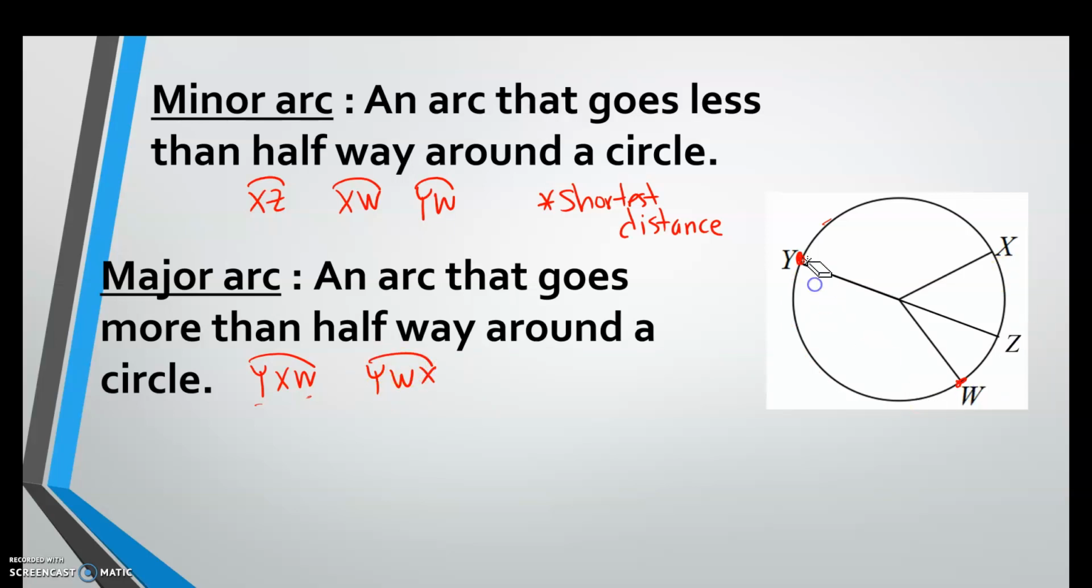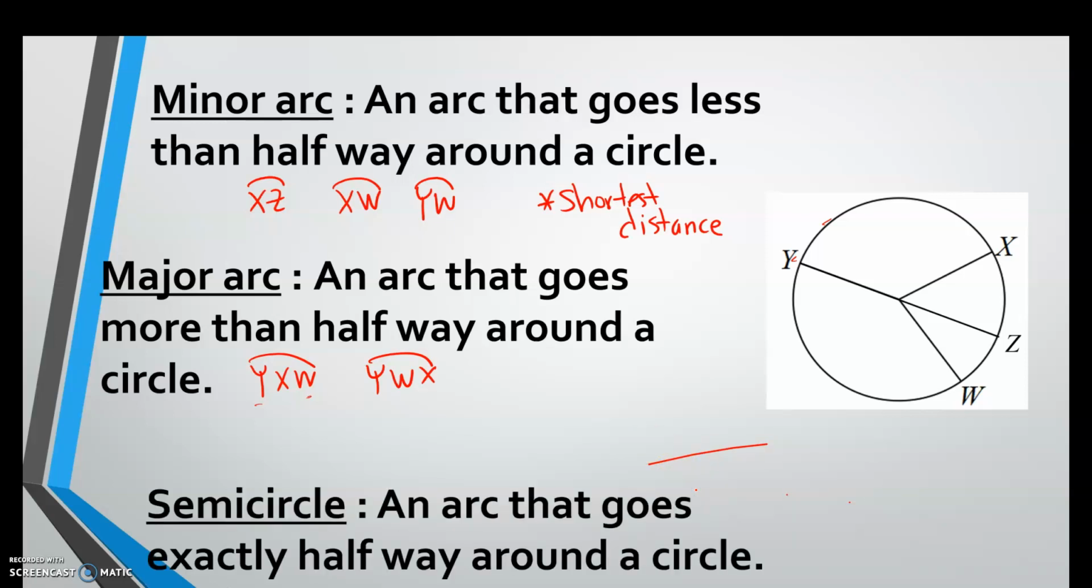So I have my minor arc and I have my major arc. And then I also have a semicircle. Your semicircle goes exactly halfway around the circle. And it'd be this guy right here. The way that I would write that would be arc Y, X, Z. Or if I'm talking about this part down here, then I would name it as Y, W, Z. So a semicircle is half of your circle where the endpoints are the diameter of your circle.